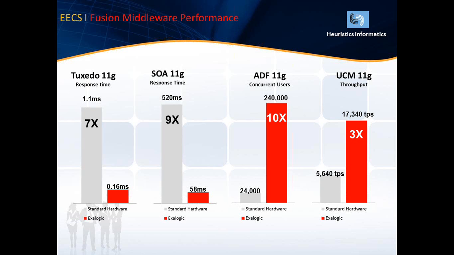So this is the one for Tuxedo 11G. The response time has been reduced, the response time for SOA has been reduced to 58 microseconds, and for ADF 11G and for UCM the throughput has been increased ultimately. So this is how the graph shows the performance for each and every application, which shows that the response time is less, the throughput is good, and the latency is very low.